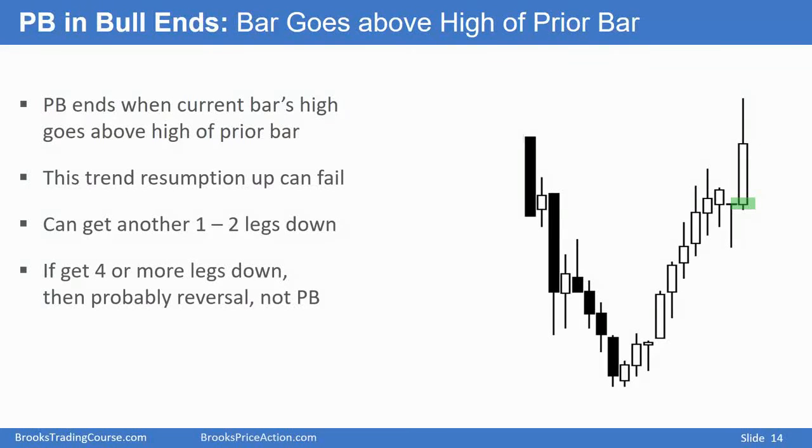Stop down here. And I said a few minutes ago that sometimes you get a second or third leg down, but if you start to get 4 or 5 legs down, you're probably not in a pullback. You're probably in a bear trend.